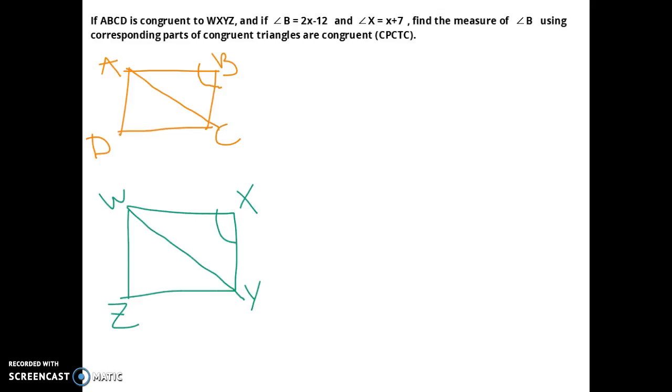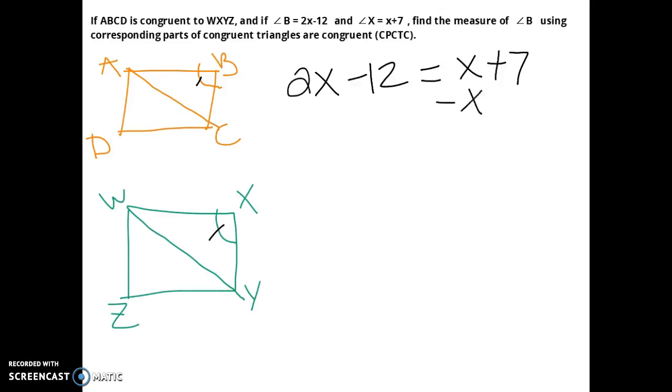Now what are we going to do? We're going to set these two angles equal to each other: 2x minus 12 equals x plus 7, because these two angles are congruent. Now we're going to do a little bit of algebra.